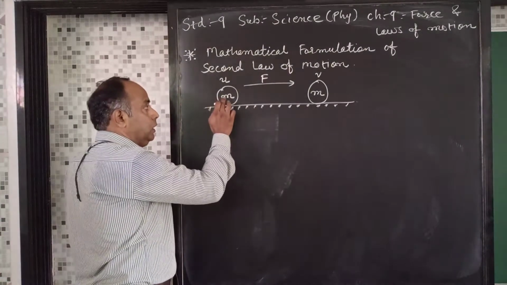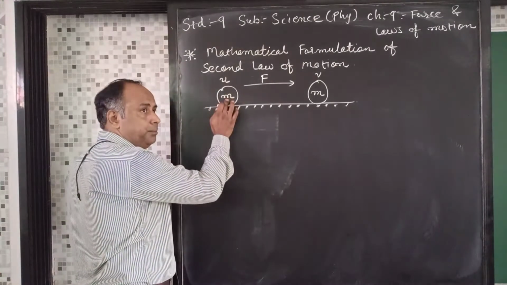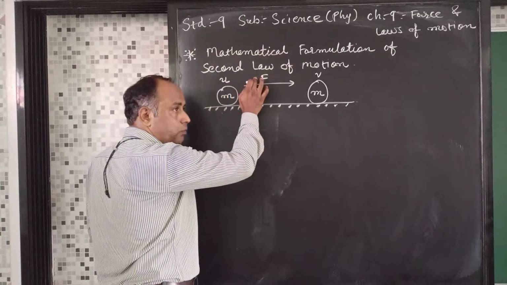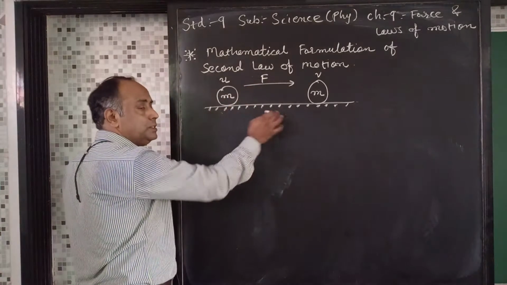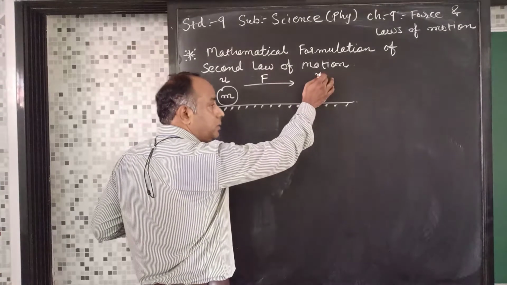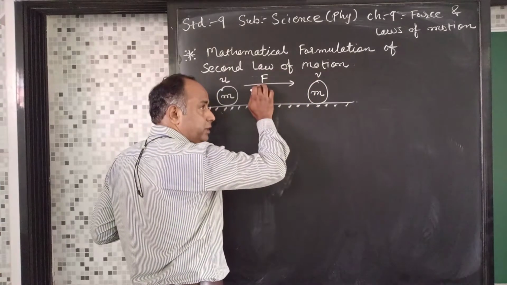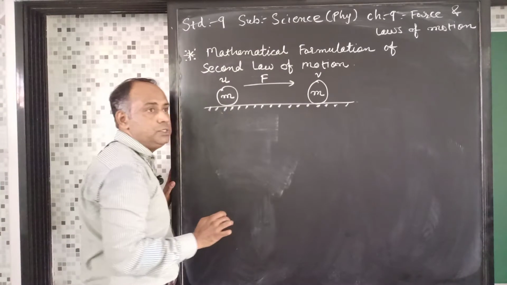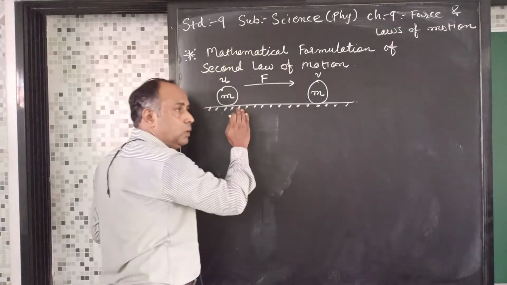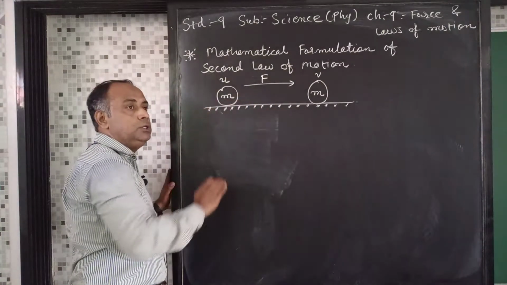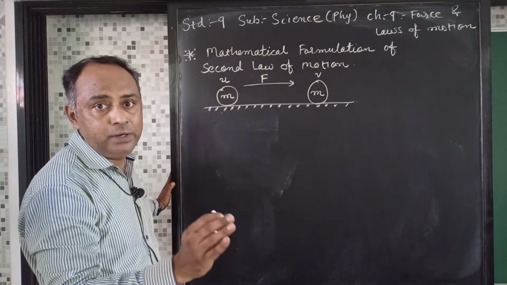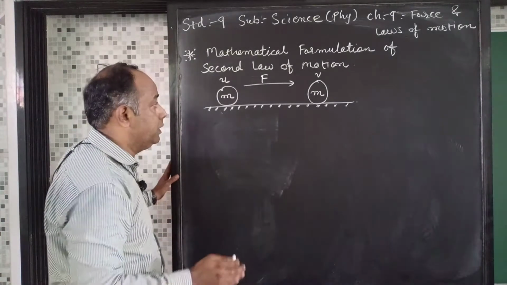An object with mass m having initial velocity u, under the effect of an external force along a straight line, covers some distance, and due to that force it acquires its velocity v. So along a straight path, it is performing accelerated motion. This is what we are going to learn.